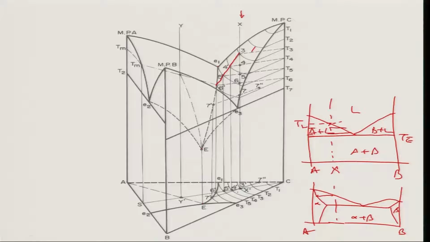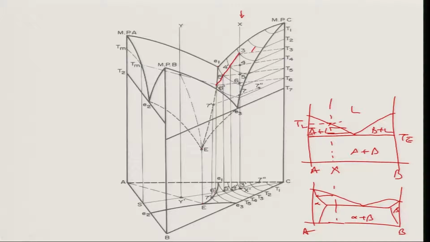So how do you do that? Very simple. I join this point x prime with C and extend this line on this side. If I extend this line, it keeps going like this, 3 prime, 5 prime, 6 prime. At 6 prime, it is hitting the liquid surface, or the valley, of e1 E. Remember, this is the connection of binary eutectic E1 with the ternary eutectic capital E.